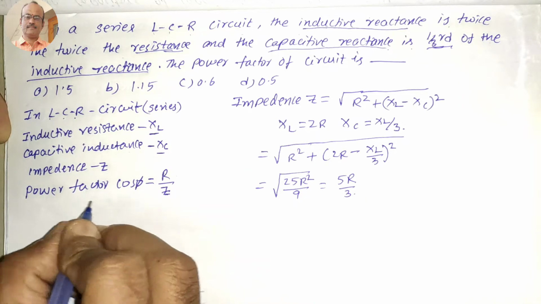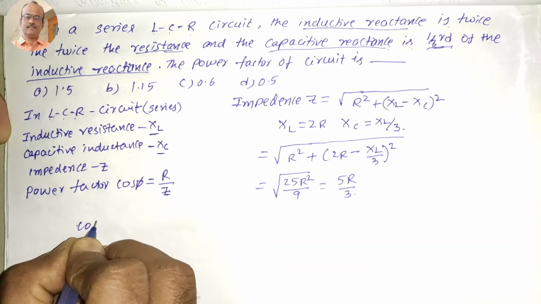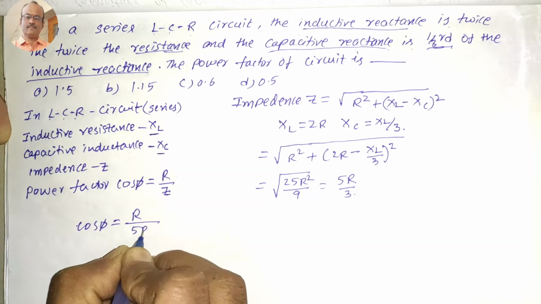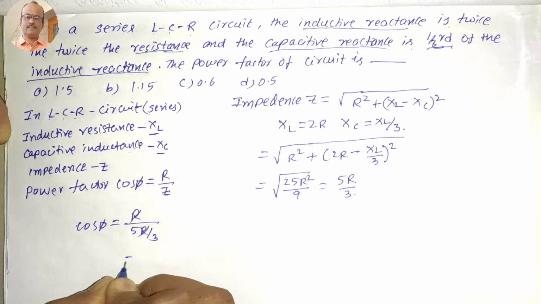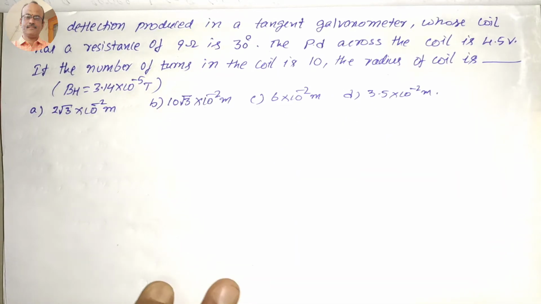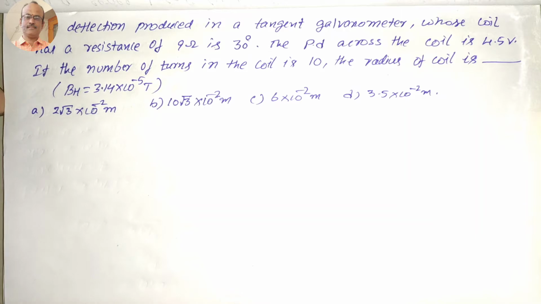This is Z. But here power factor is required, no? Cos phi is equal to R divided by 5R by 3. R cancels, 3 by 5. So 3 by 5 is nothing but 0.6. So which option is correct? Option C is correct. Now the question number 23.